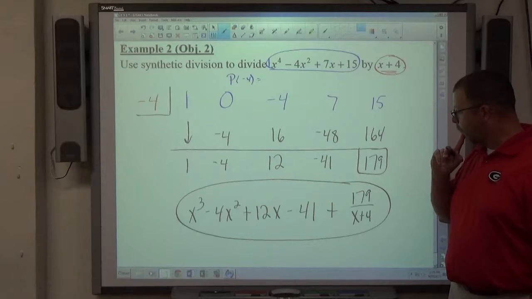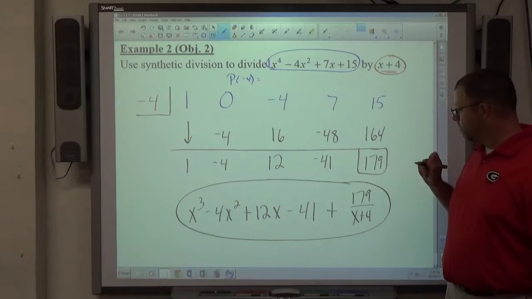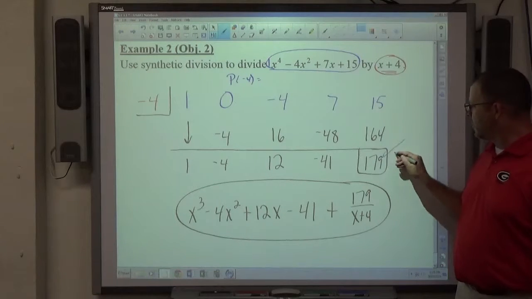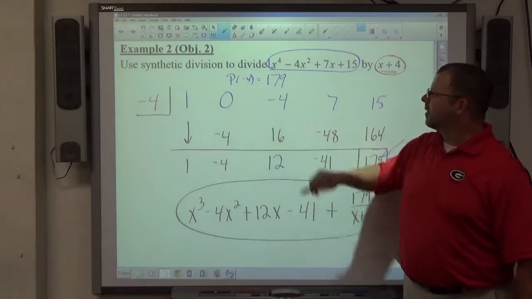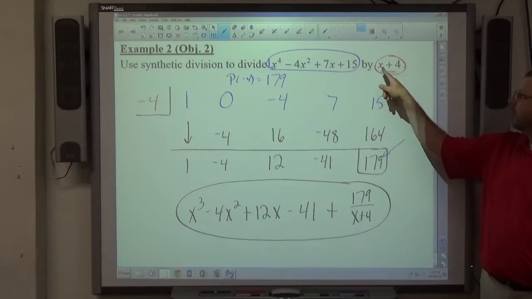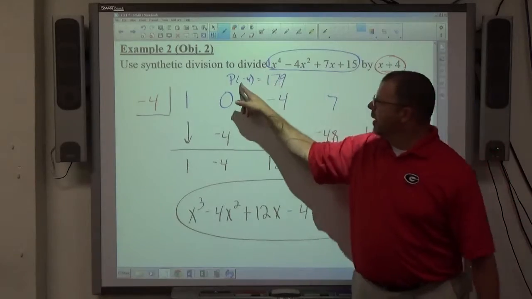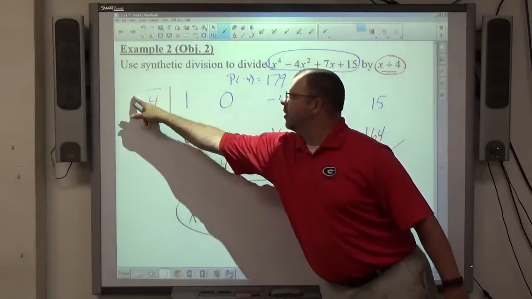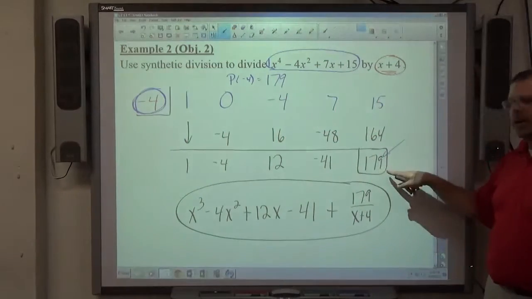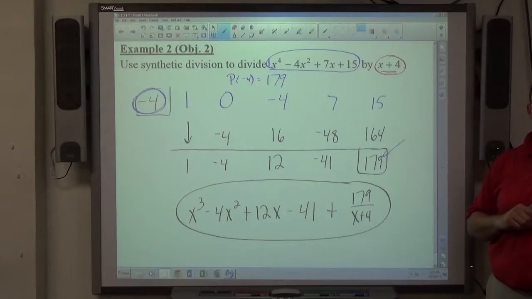What's the remainder? That's the divisor. What's the remainder? 179. Good job. P of negative 4 is 179. Okay? I'm dividing by x plus 4. P of negative 4, whatever number goes in this slot here, P of that number is equal to the remainder of whatever synthetic division would get you.